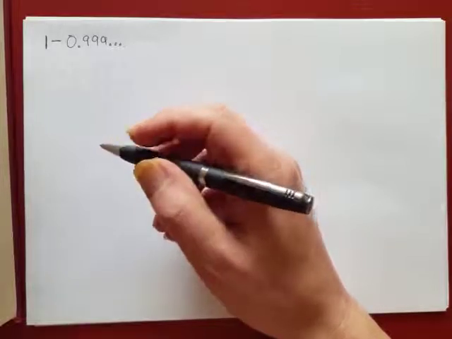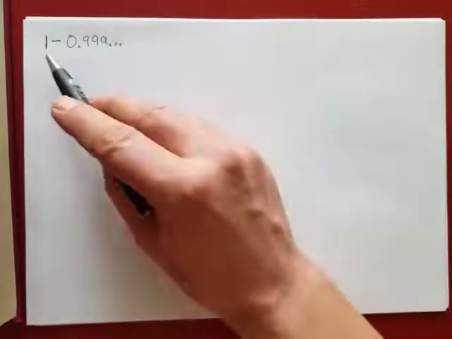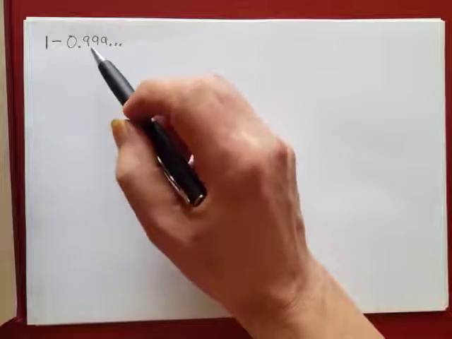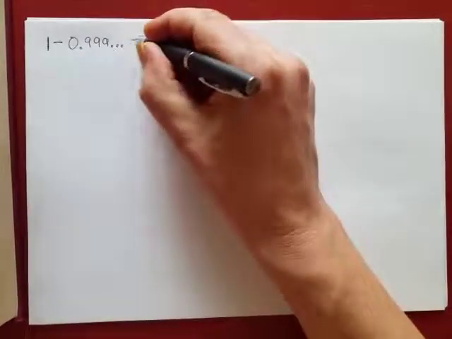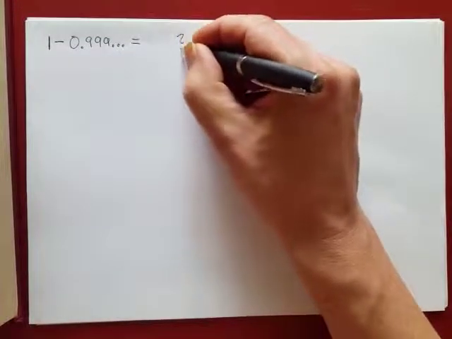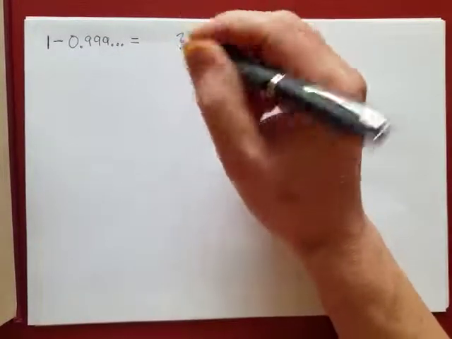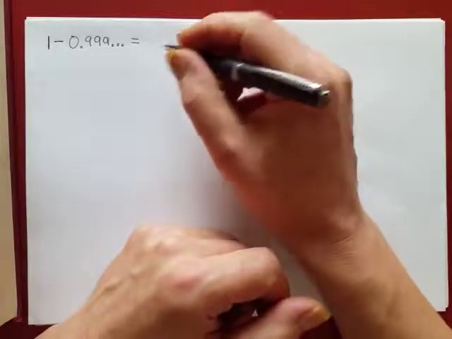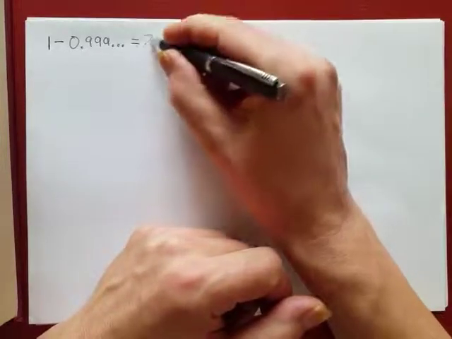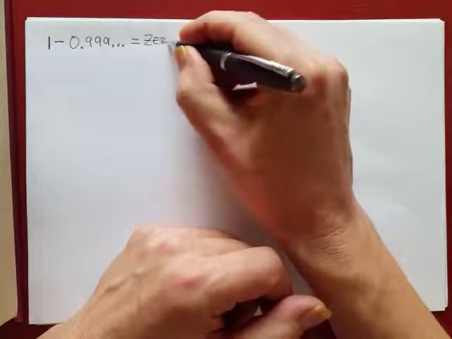I'm going to ask a question. What is 1 minus 0.999 and so on in infinite? That is, what is this equal to? I'm going to claim this is equal to 0.